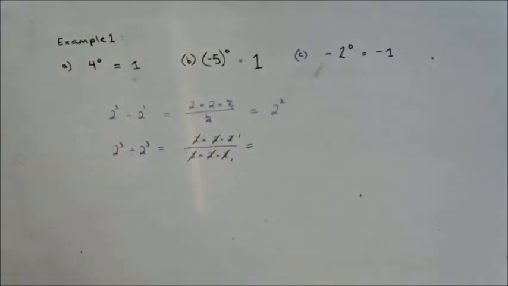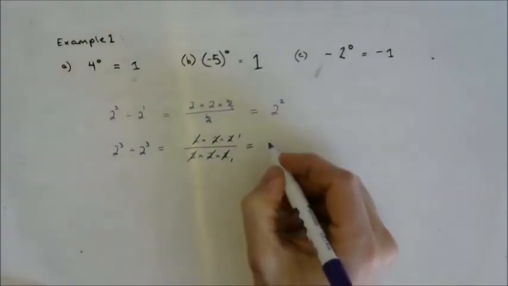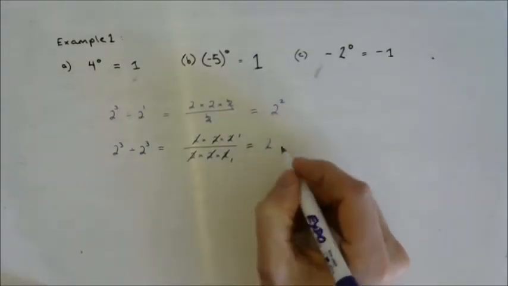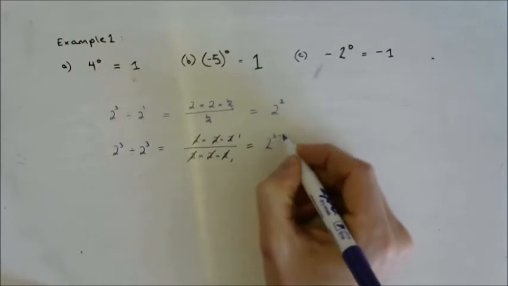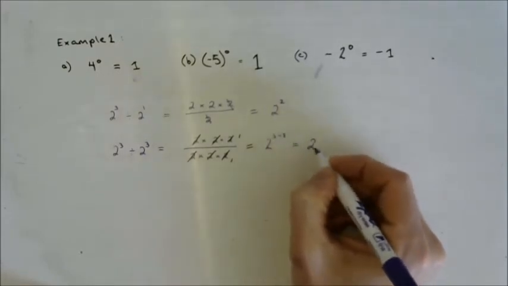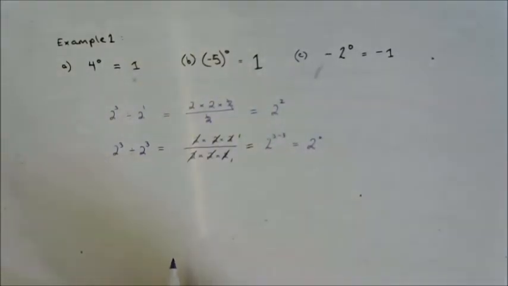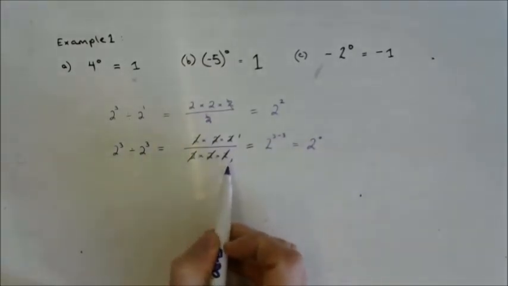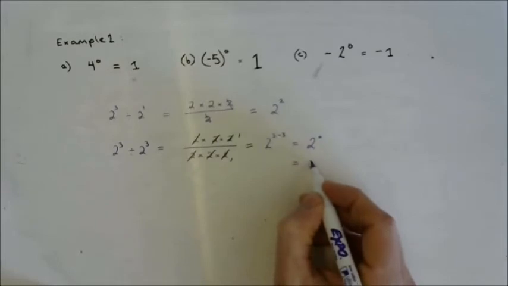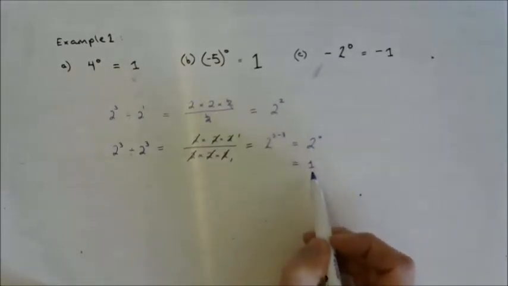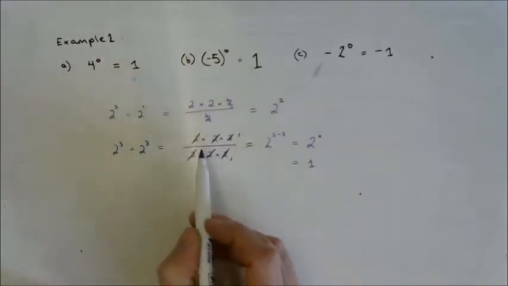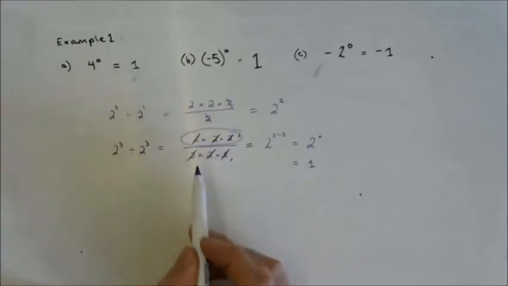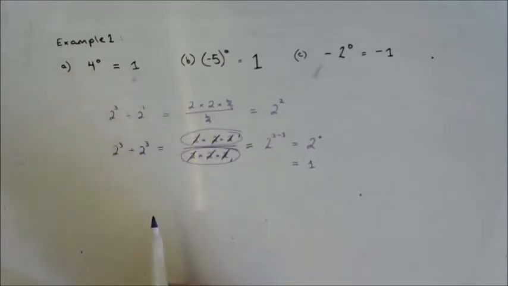Well, look at what happened. If we write it using our quotient law, we've got 2 to the power of 3 minus 3, which is 2 to the power of 0. And we just figured out that that's the same as 1 over 1. Anything to the power of 0 equals 1 because all of the factors in the numerator and the denominator will cancel out. That's the key to why this is actually true.